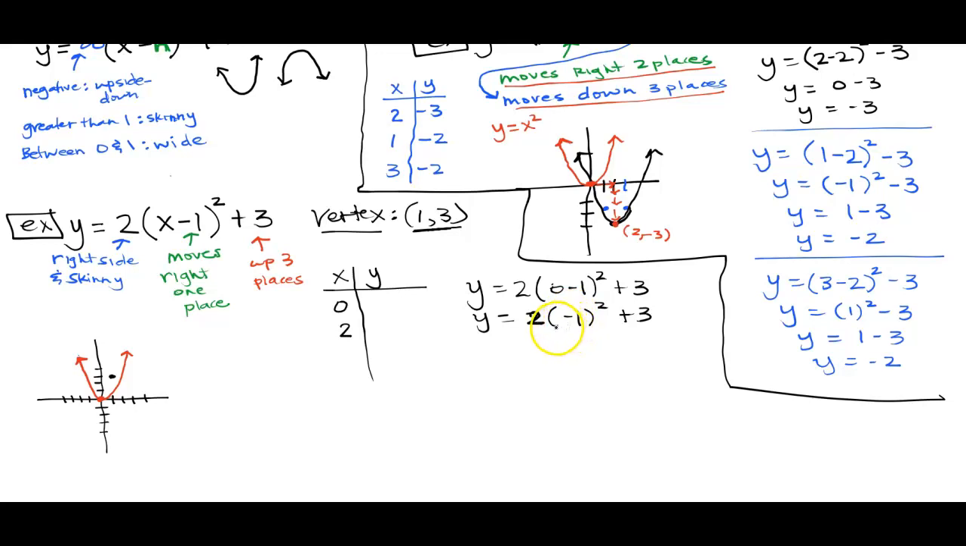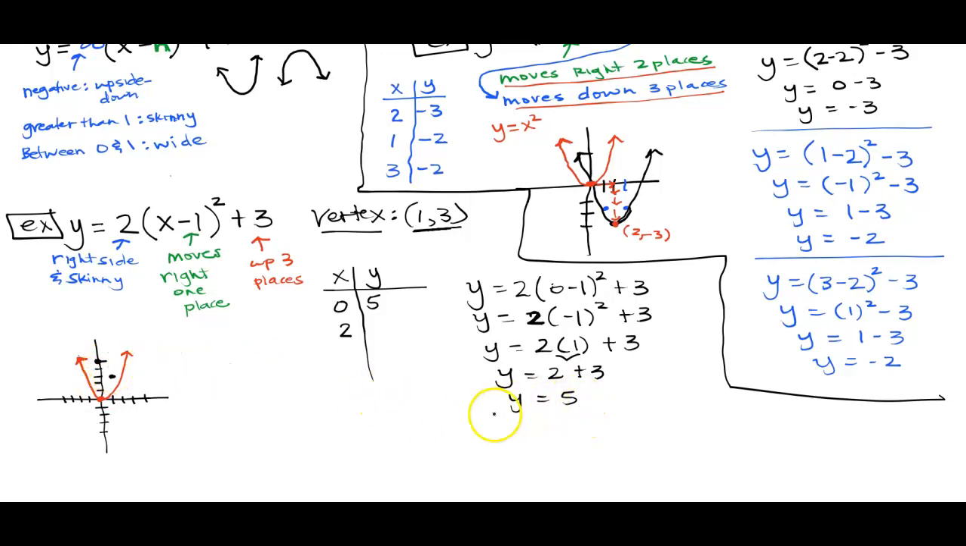And then again, make sure you're doing order of operations, right? You got to do the exponent first. So negative 1 squared is just going to be 1, right? So we're doing 2 times 1 plus 3. Now we got to do multiplication before we do addition. So 2 times 1 is 2, plus 3 is going to give us 5. So that's going to be a point here. Let's see. So over 0 up 5 is about there.